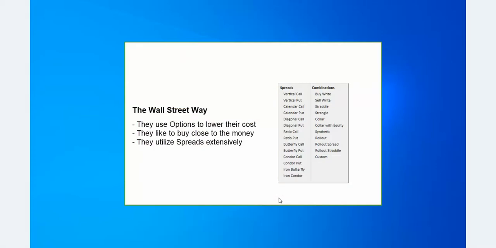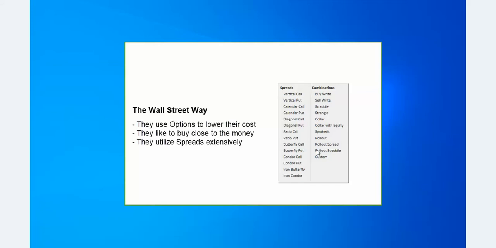The Wall Street way. Okay, the Wall Street way is simple yet complicated. The understanding of it is simple, but when you get into the technical part of it, it is very complicated. They use spreads and all that stuff. So basically, they like to buy close to the money options, but they use spreads to lower the cost, and that lowers the risk.